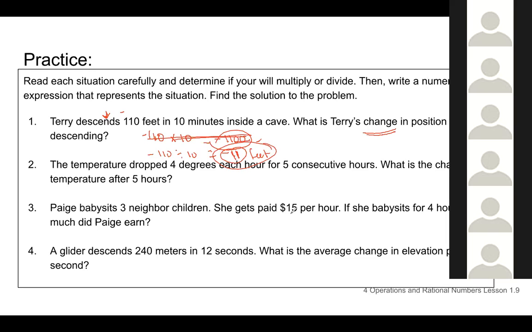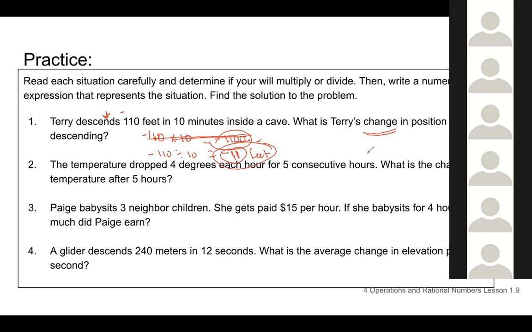So he's going to descend 11 feet per minute, right? That's the idea here. He's going to be descending 11 feet per minute. That's what we're trying to figure out, and that's what's happening. This question is very poorly asked, right?